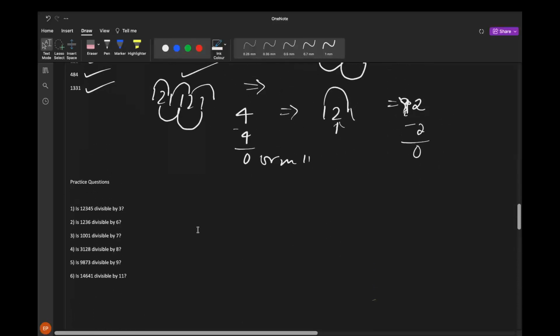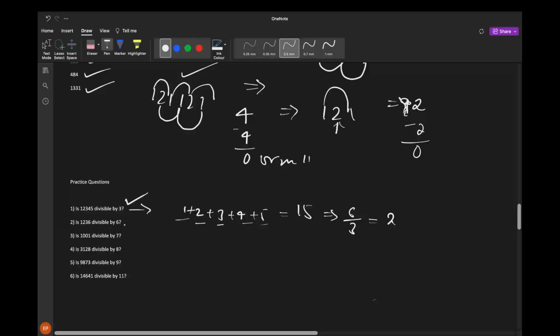And here are some practice questions. Is 12345 divisible by 3? Check it by adding the digits. 1 plus 2 plus 3 plus 4 plus 5, which gives us 5 plus 4, 9, 9 plus 3, 12, 12 plus 2, 14, 15. Again do the sum. 5 plus 1, 6. Is 6 divisible by 3? Yes. 6 is divisible by 3, so the given number is divisible by 3.